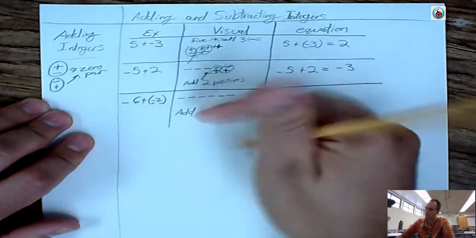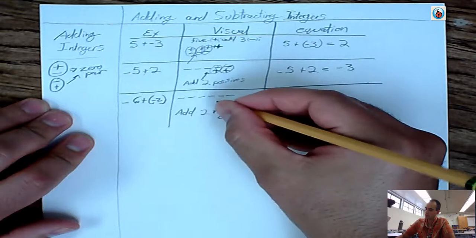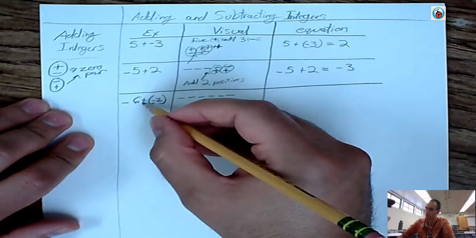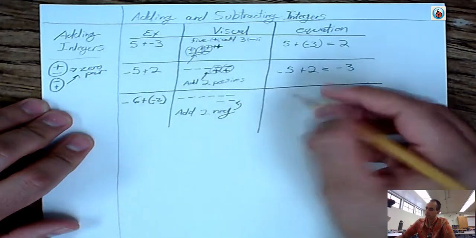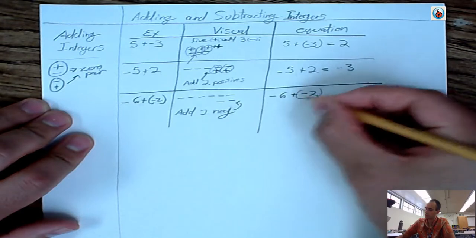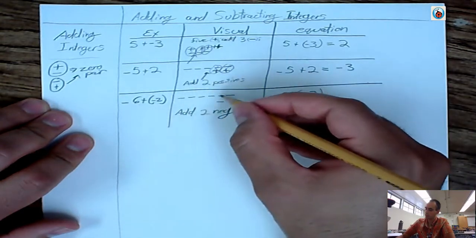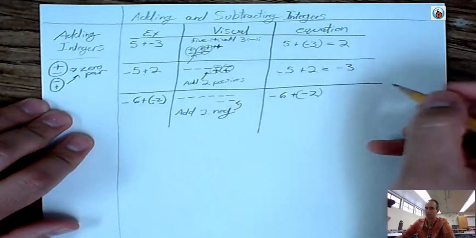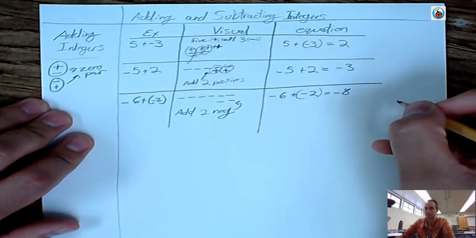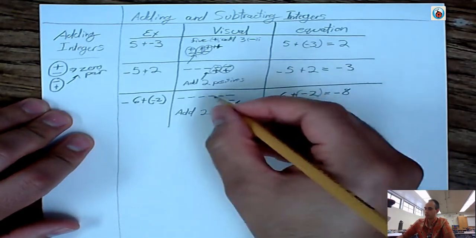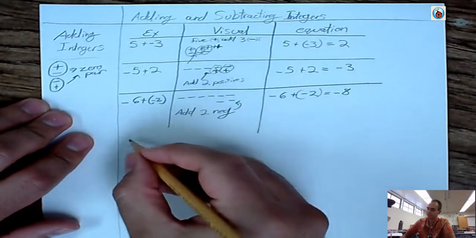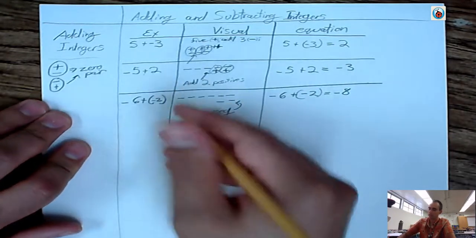So now let's add in our 2 negatives. 1, 2. So I've added in my 2 negatives because this told me to add in 2 negatives. Negative 6. Adding in 2 negatives. Let's see what's left. 1, 2, 3, 4, 5, 6, 7, 8. And there's nothing that cancels. There's no zero pairs. It gives me negative 8. See, I'm looking around. Are there any plus and minuses? No. So that's why it cancels. So all of that would be adding integers.